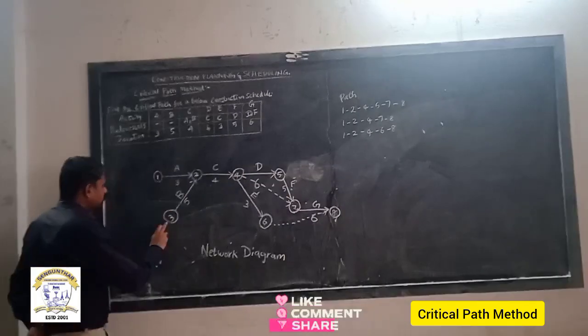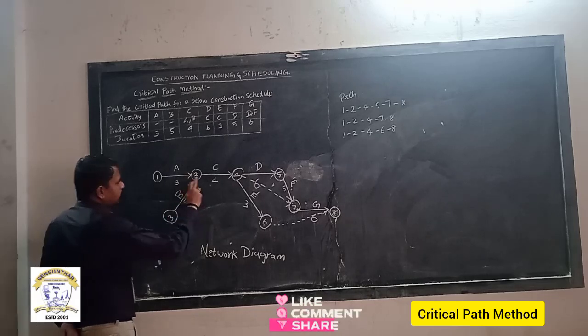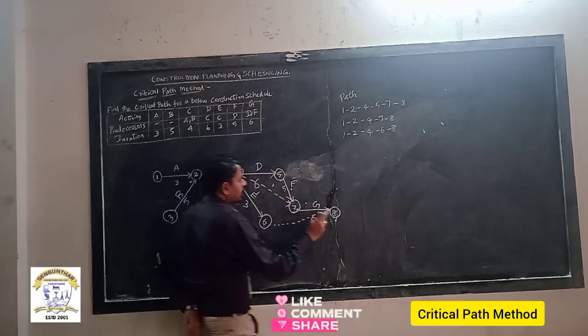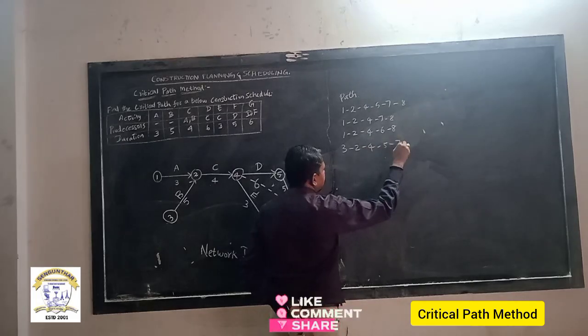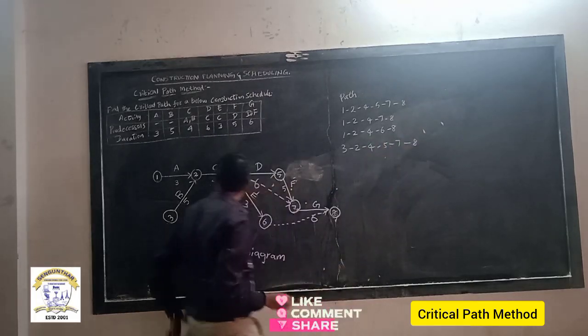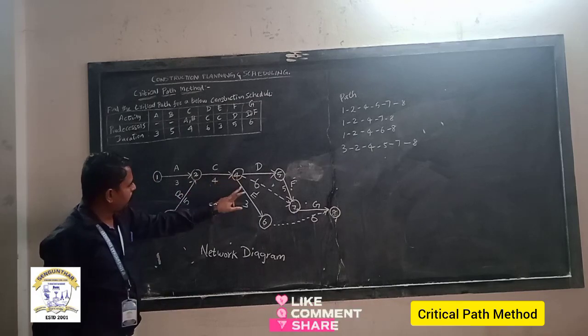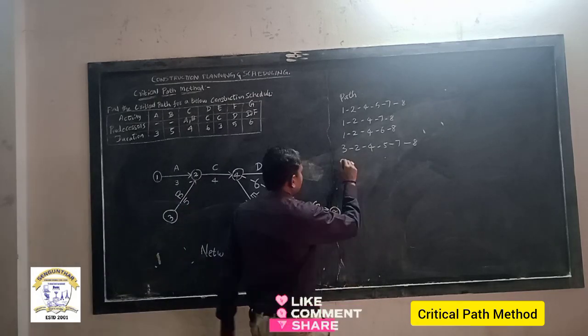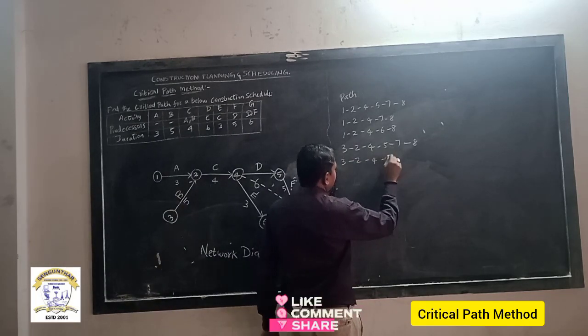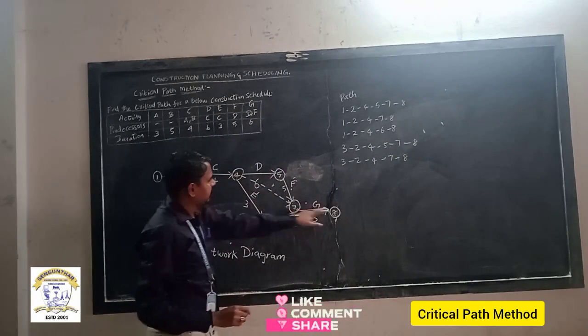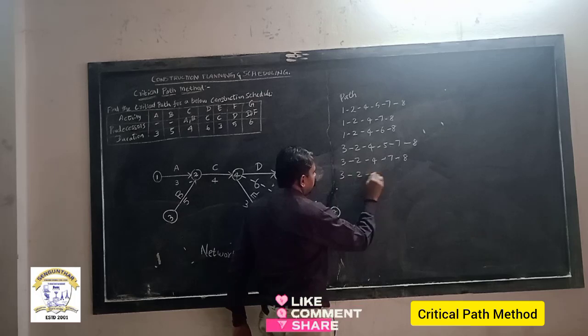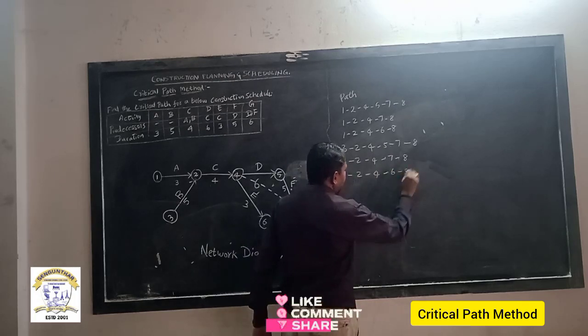Right. Next, in this one, 3, 2, 4, 5, 7, 8. And then 3, 2, 4, 7, 8. Then 3, 2, 4, 6, 8.